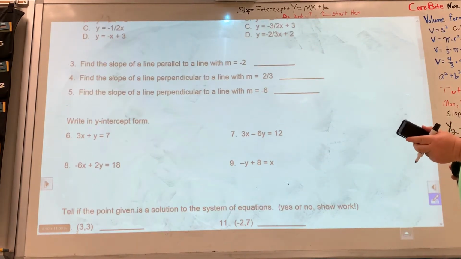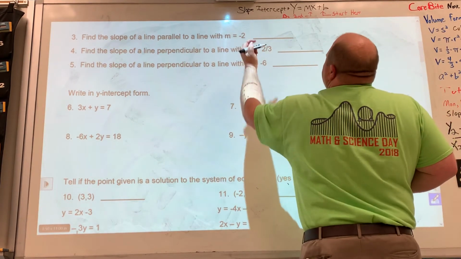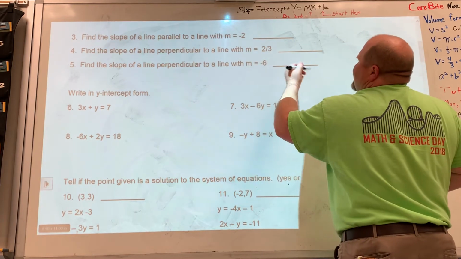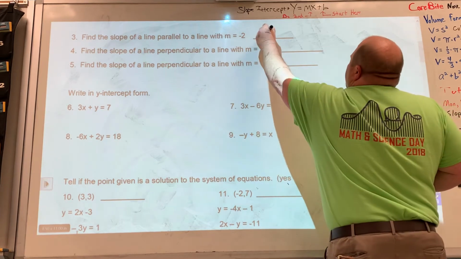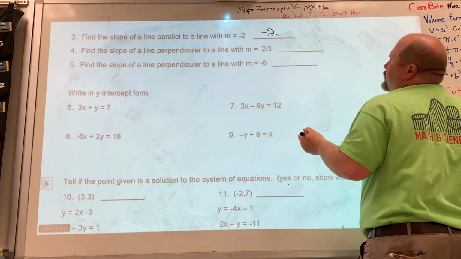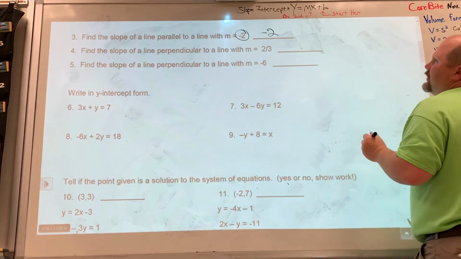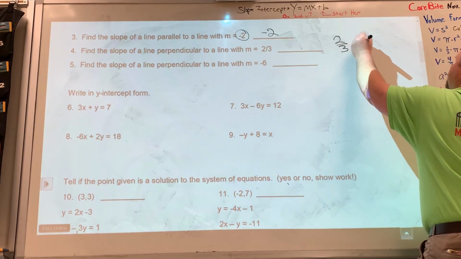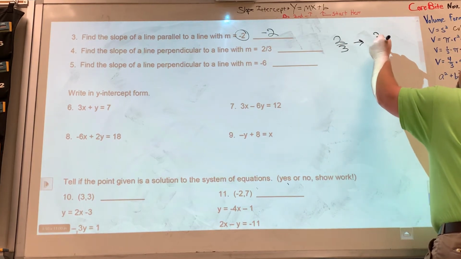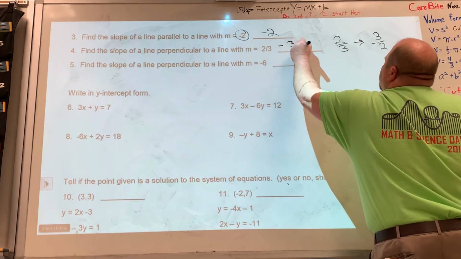Problems 3, 4, and 5 also deal with parallel and perpendicular slopes. Parallel to -2, parallel, remember, is going to be the same slope. They start at a different spot, but the slopes have to be the same. So it's going to be a slope of -2. It's got to match the original, -2. All right, perpendicular. So the original was 2 over 3, so we flip that and change its sign. So that's going to be -3 over 2.